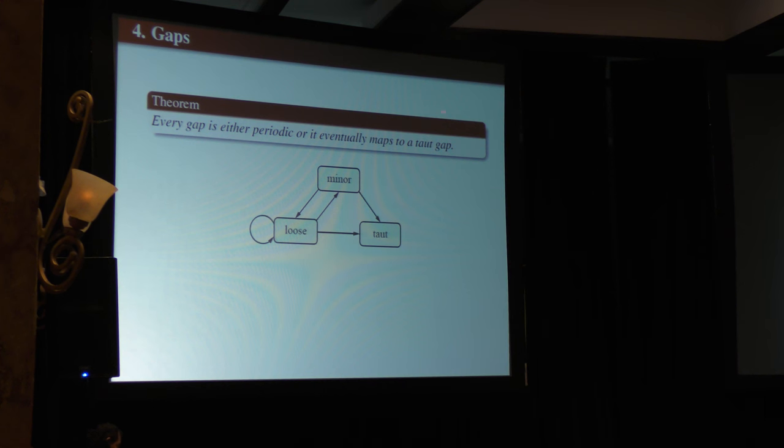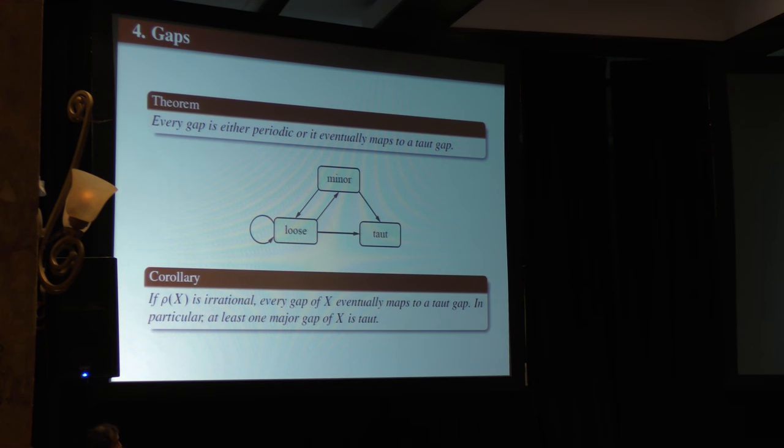Now, imagine that you never hit a taut gap. So there have to be infinitely many iterates here. And since there are only finitely many major gaps, in particular loose gaps, you're bound to fall into a periodic cycle. But if the gap is eventually periodic, it's easy to see that it must be periodic, essentially because every gap has a unique pre-image. So that's the end of the proof.